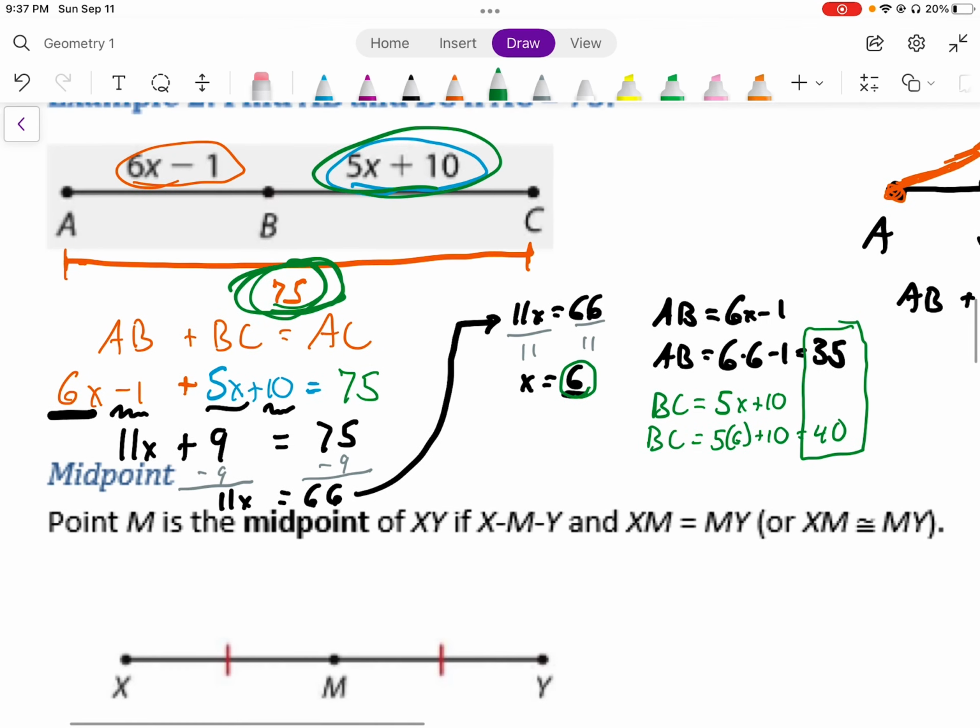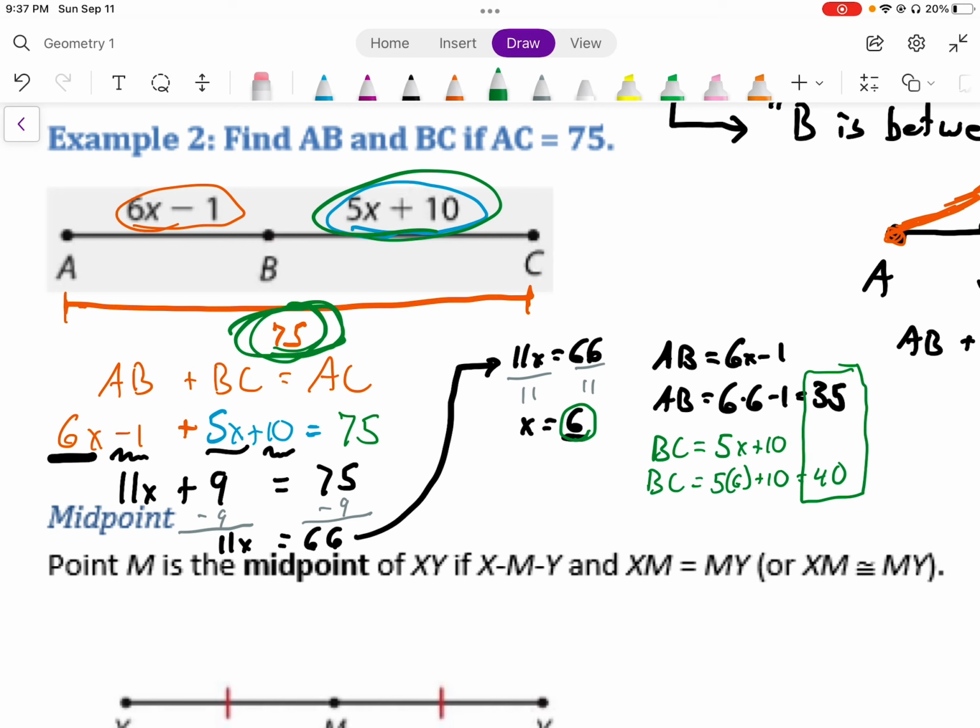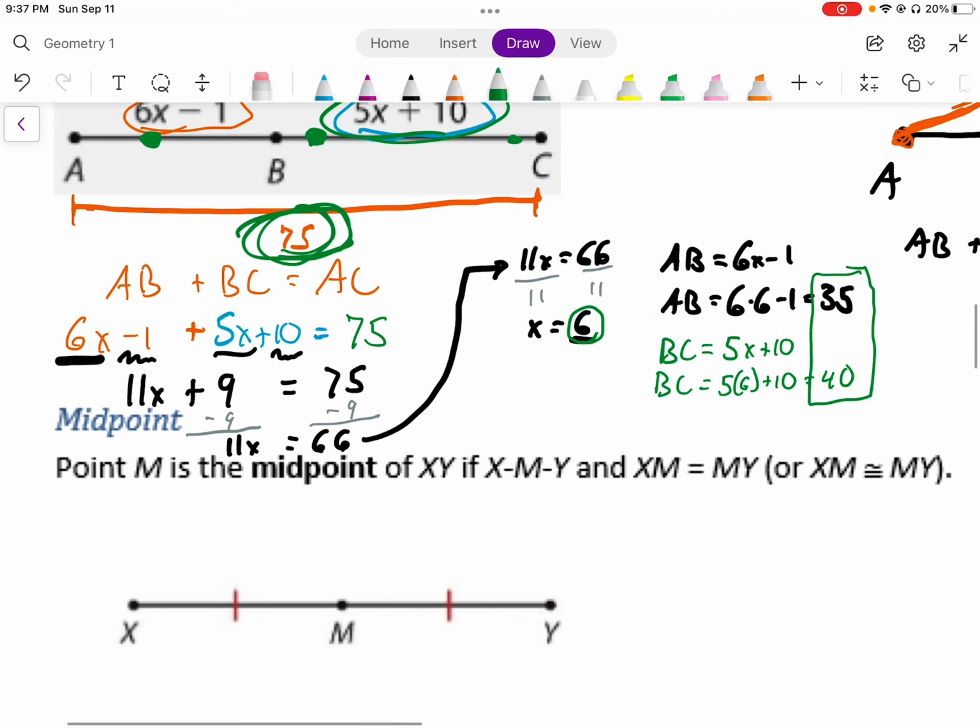All right, that was between. So realize B was not right in the middle. It was just somewhere along there. Other times it might be really close to A, or sometimes it'll be close to C. Maybe sometimes it will be close to the middle. But being between doesn't have to be right smack dab in the middle. That's what the midpoint has to be.